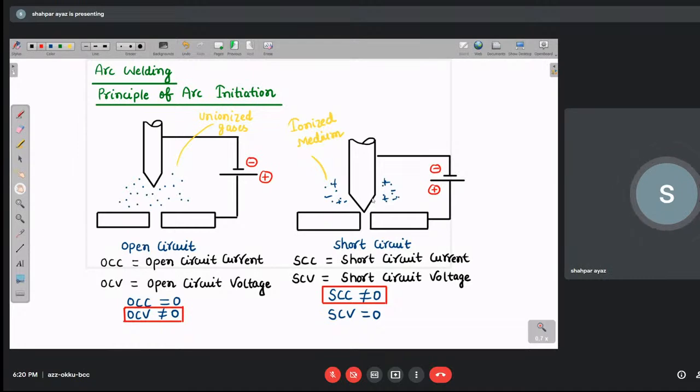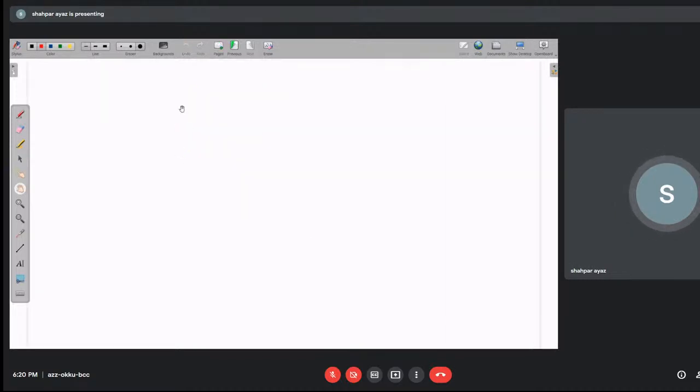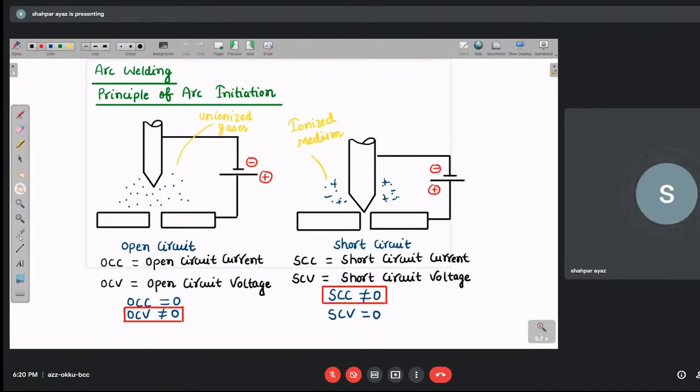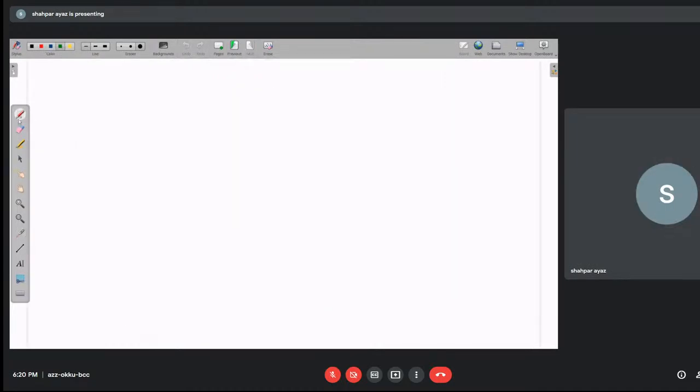Now, see, guys. Once this is done, now I'm going to make you the actual welding circuit, the welding circuit on the basis of these two. Now this medium gets ionized. Now we take the electrode apart from the workpiece. See, if I am talking about the welding circuit.